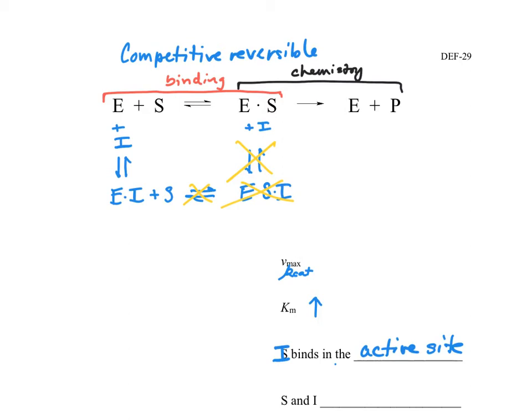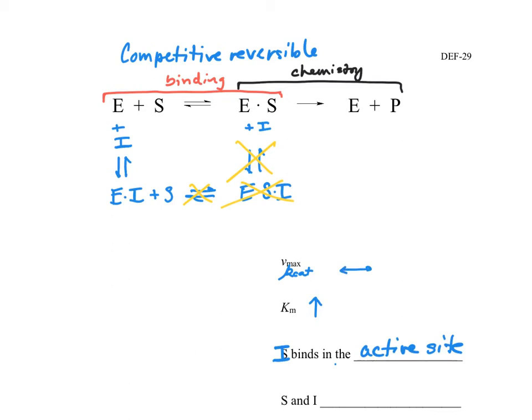However, what we can also say is that the substrate to product conversion over here, the chemistry, is all reflected in Vmax and Kcat, and that's not affected at all by the inhibitor. So in that case, we're going to have no change for the Vmax.